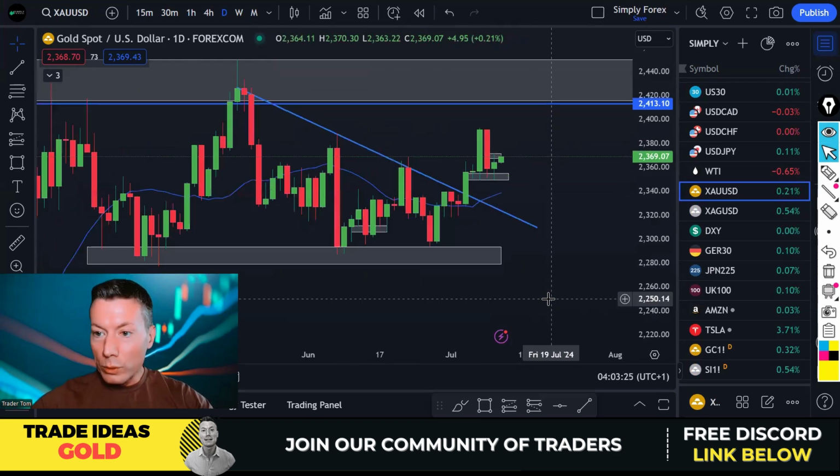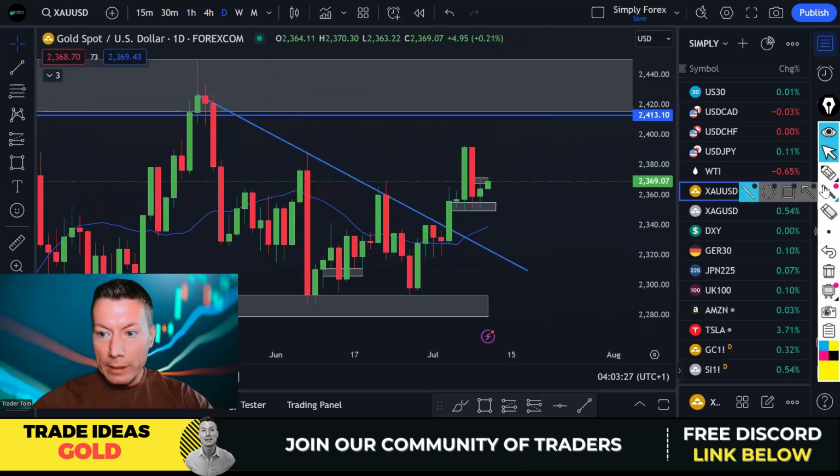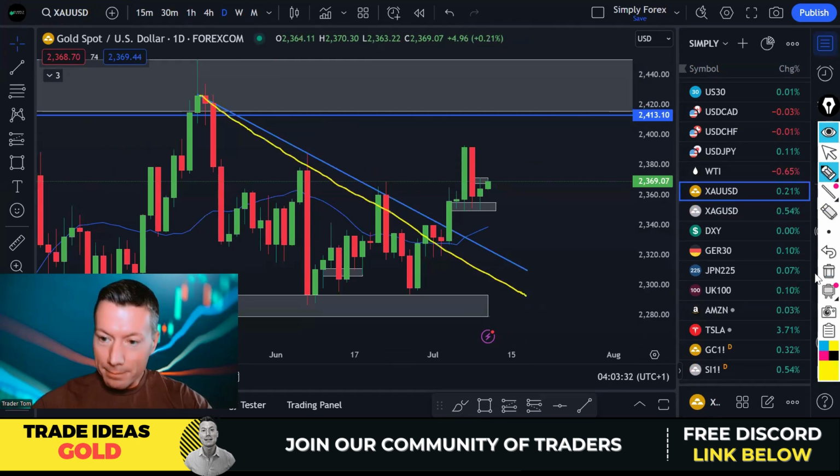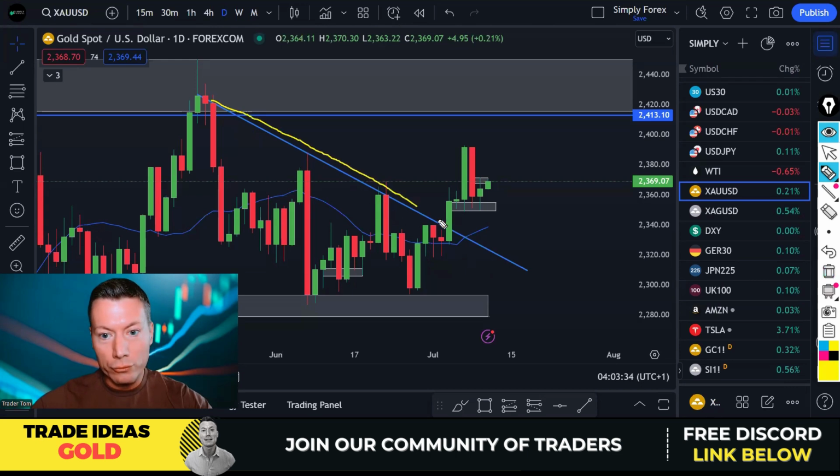Gold is the next one. We've been looking at this since the start of the week, right? We broke out of this trend line. My God, that's the worst line I've ever drawn. You can see this blue trend line. Price was coming down, but we have broken out.